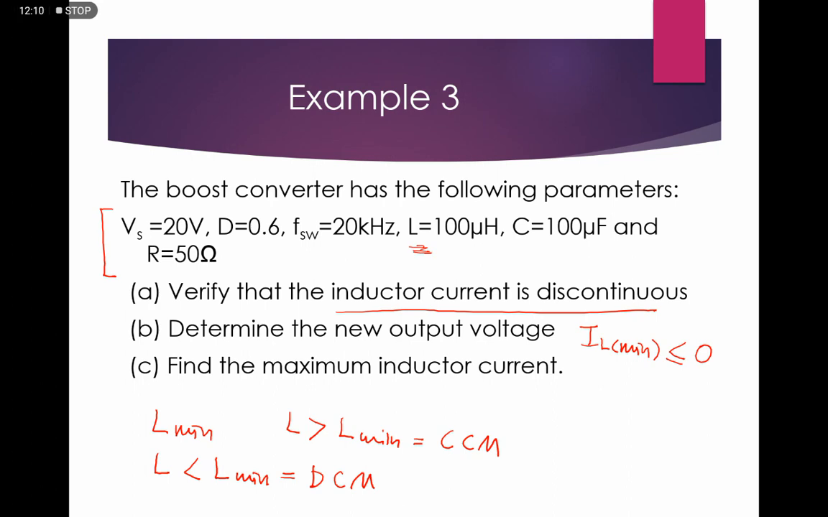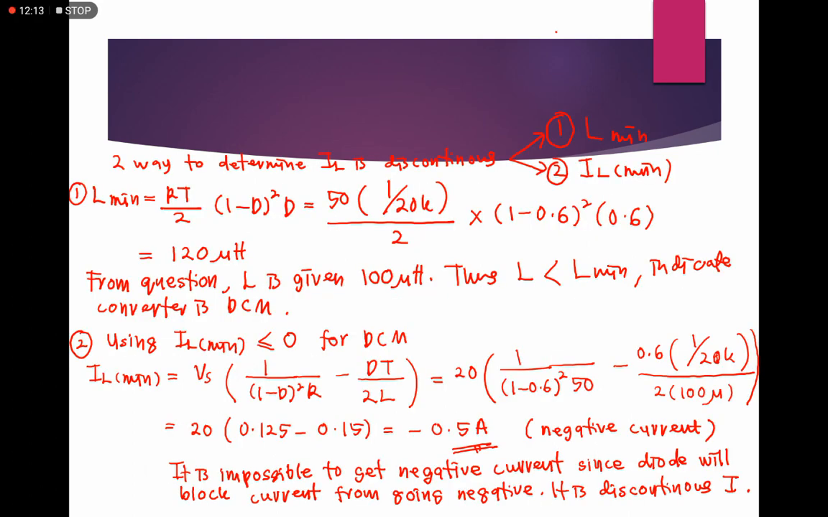Let's go to the solution for this example over here. Like I mentioned previously, we have two ways to determine a DCM mode for a converter, which is by using the L min equation as well as the IL min equation. If we start with the L min equation, we substitute all the values, and then we get the value of L min, which is the minimum value of inductor, is 120 microhenry.